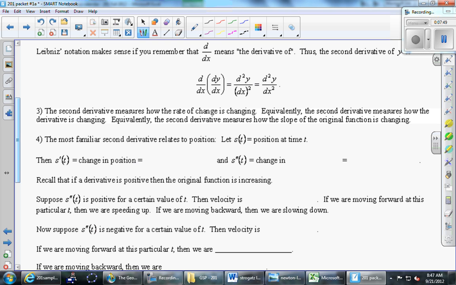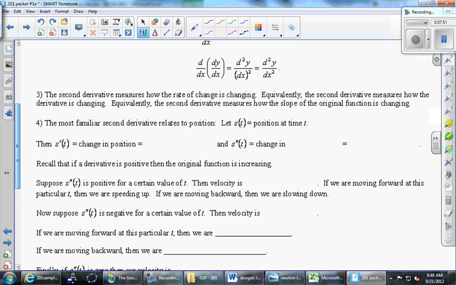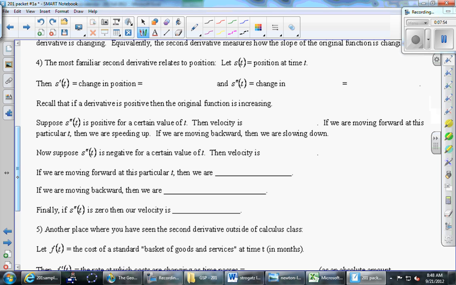Second derivative of s of t. Then s prime of t will be the change in position, right? And s double prime of t is the change in that. Okay, so change in position is better known as velocity. So that's the first derivative of the position function or the height function. So we've seen examples like that from day 1 in this class. And that means that the second derivative must be the change in the first derivative. And what word did we just say is really the first derivative? Is velocity. Everybody see that?